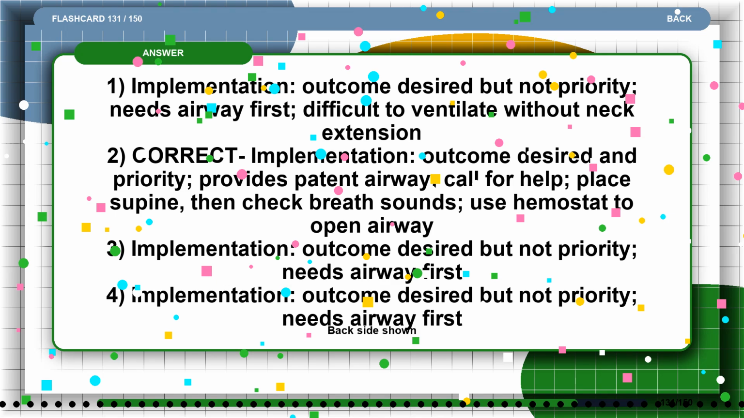The answer is 1. Implementation. Outcome desired, but not priority. Needs airway first. Difficult to ventilate without neck extension. 2. Correct implementation. Outcome desired and priority. Provides patent airway. Call for help. Place supine, then check breath sounds. Use hemostat to open airway. 3. Implementation. Outcome desired, but not priority. Needs airway first. 4. Implementation. Outcome desired, but not priority. Needs airway first.